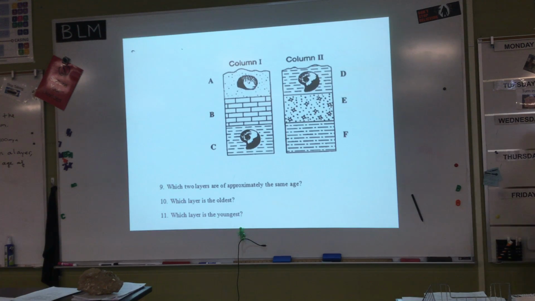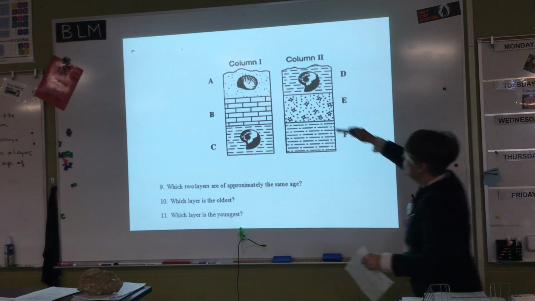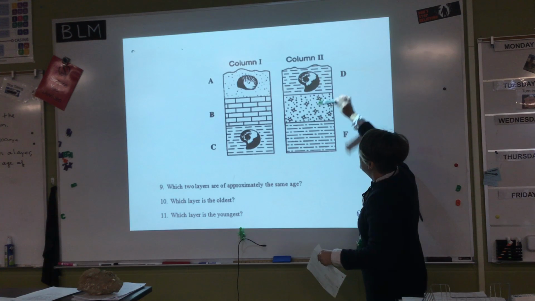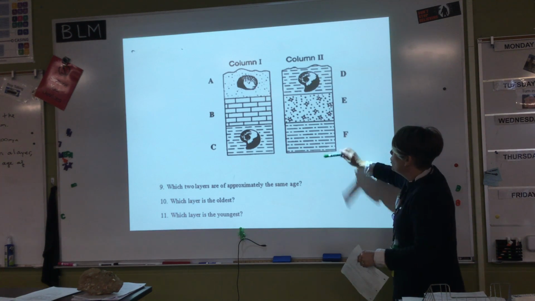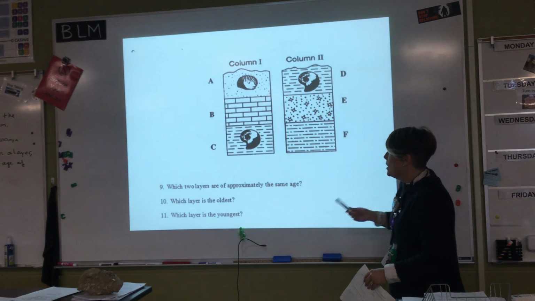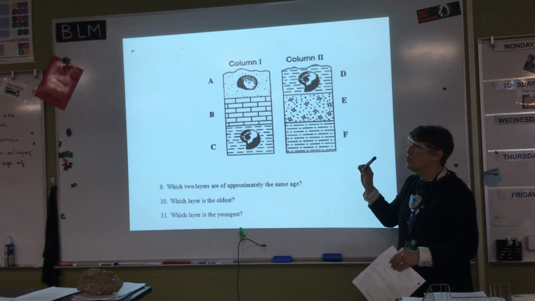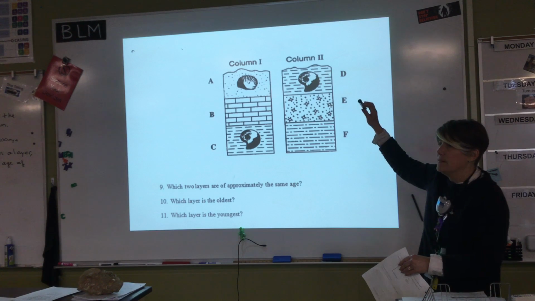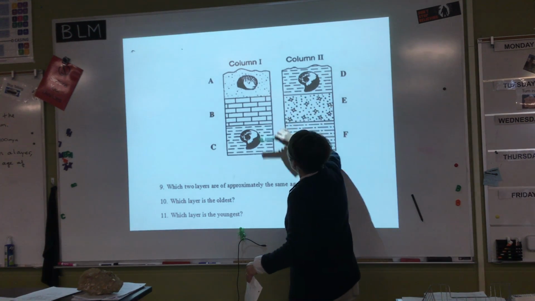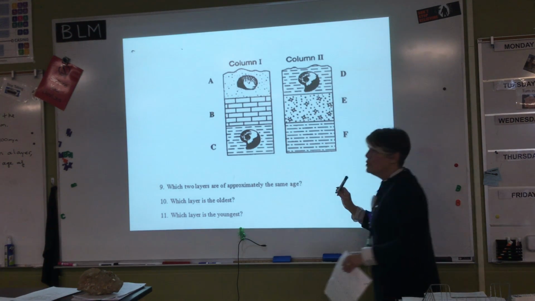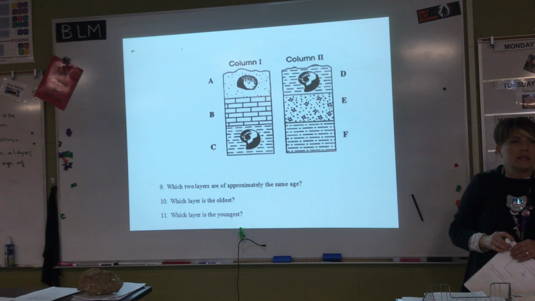All right. I've got something here for you. We've got column 1 or outcropping 1, and we found another column or an outcropping, let's say 50 miles away. Which two layers are approximately the same age? Because we're looking for the index fossils in them. We've got layer A, B, C, D, E, and F. Which two layers are about the same age?